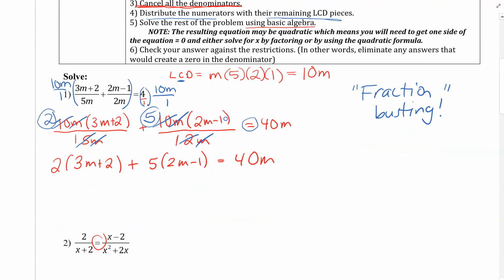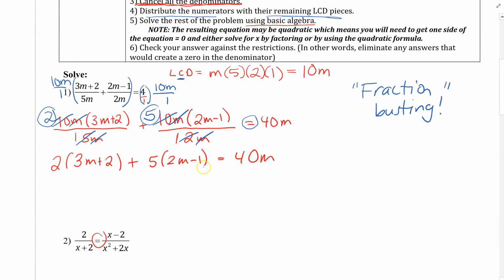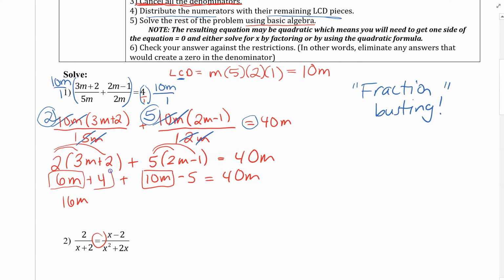So anyways, that leaves us with this really nice linear equation. It's a very simple equation to solve now because it's just a linear equation. I just have to distribute to be able to combine like terms. And then once I've distributed, now I can start adding things that are common. So I notice I've got a 6m plus a 10m, so that would be 16m. I've got 4 minus 5, so that's minus 1, equals 40m.